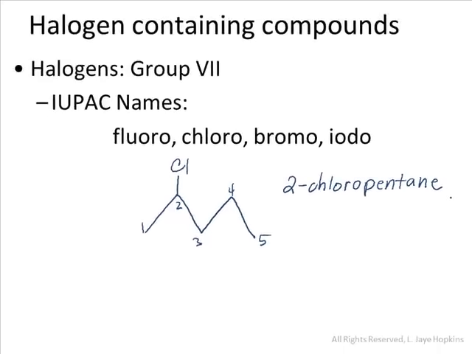Pretty straightforward. Generally, these halogens don't take a lot of priority when naming. So if you're naming an alkene or an alcohol, focus on getting those functional groups to the smallest number before you worry about where the halogen will fall in your numbering system. Now we're going to talk more about these halogen-containing compounds.